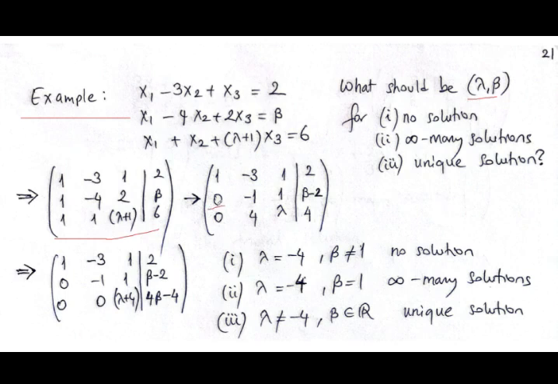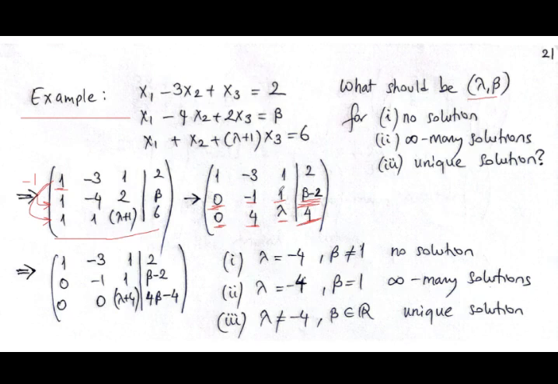Now remember, we should get some zeros below the element here. So you can multiply the first row with minus 1 and add to the second one. That becomes minus 4 plus 3 minus 1, 2, 2 minus 1, that's 1, and then beta minus 2. And then we have to do a similar operation for the third row to get this 0, and then 4, and then lambda plus 1 minus 1, that's just lambda, and then 6 minus 2, that's 4.